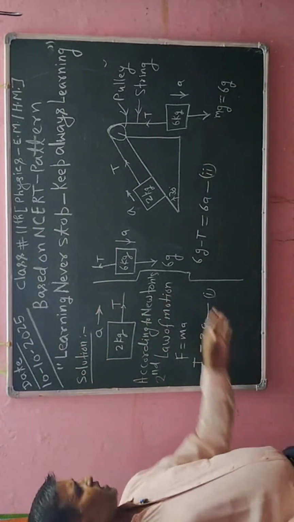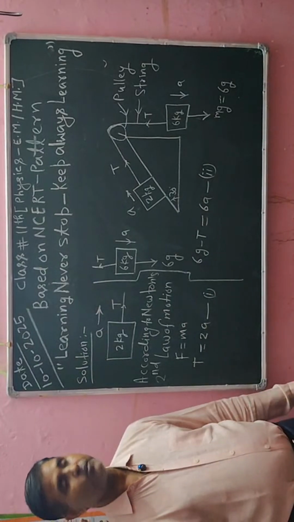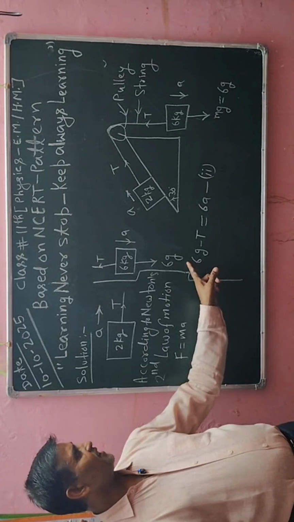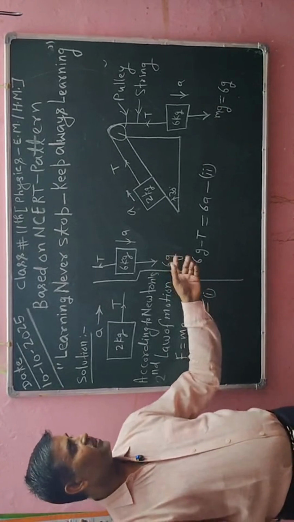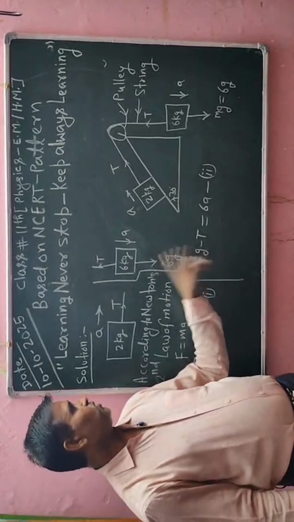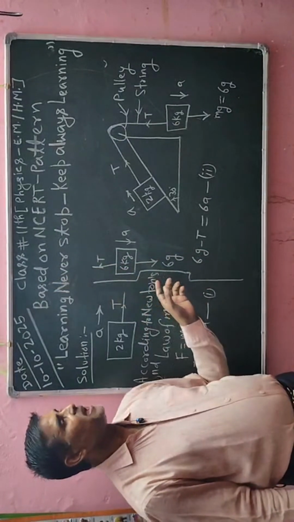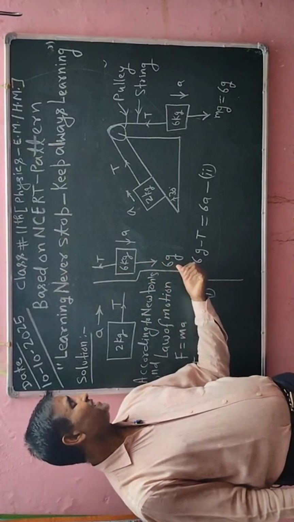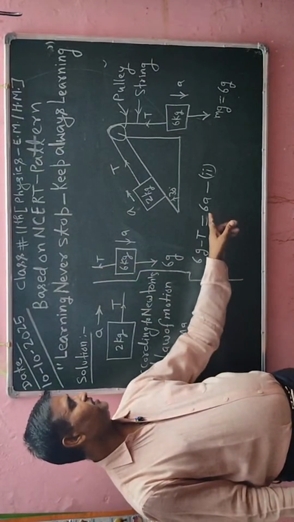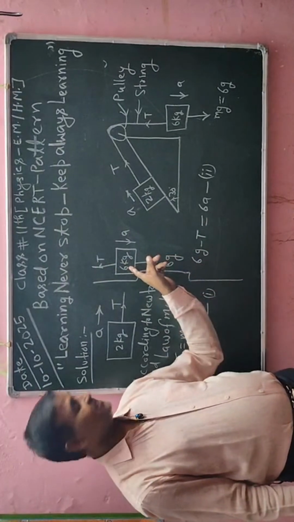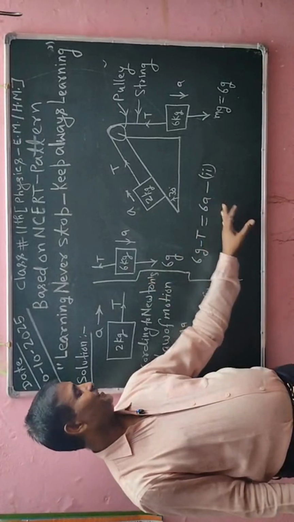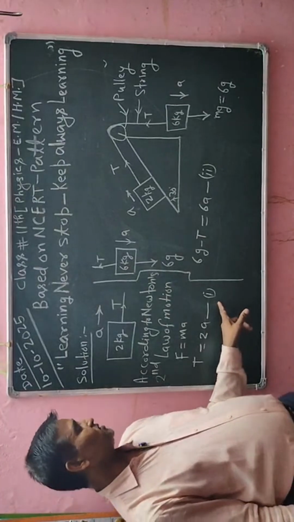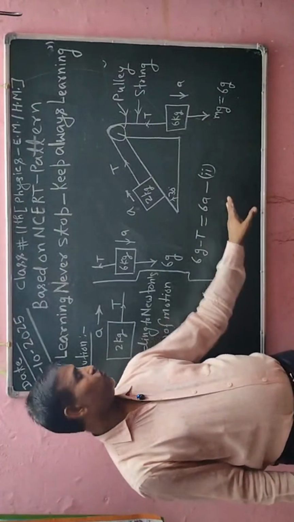Here I will also write one statement. According to Newton's second law of motion, F is equal to ma. Here there are two forces: one force is going downward and one force is going upward. So we have to get the resultant force, meaning big force minus small force. It means 6g minus T is equal to ma. In the place of m, I put 6, and acceleration is a. Therefore, here I have got two equations: the first is equation number 1 and the second is equation number 2.